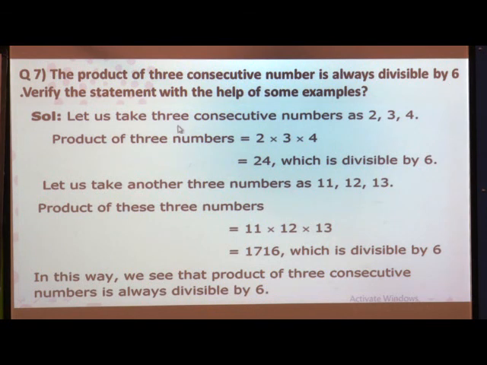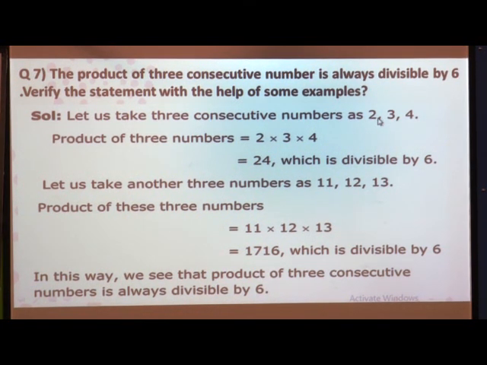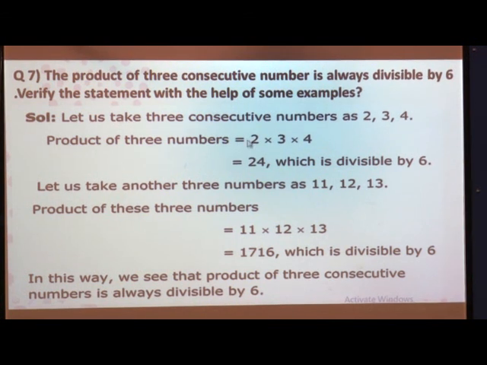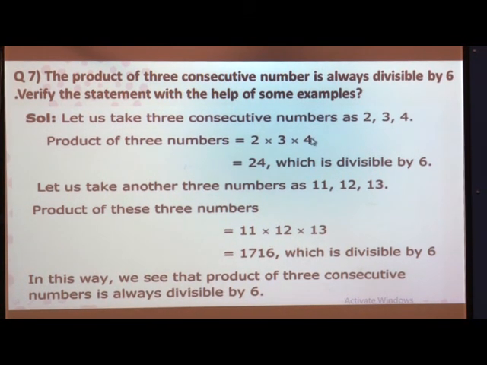Let us take three consecutive numbers as 2, 3 and 4. These are the consecutive numbers 2, 3 and 4, and we have to find the product. It means we have to multiply. So, 2 3s are 6, 6 4s are 24. Now, we got the product as 24. Whether 24 is divisible by 6? Yes, it is divisible by 6.